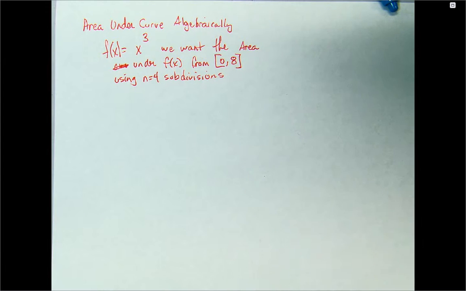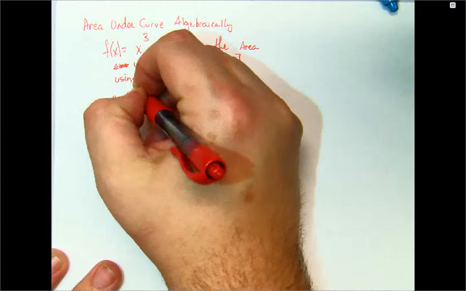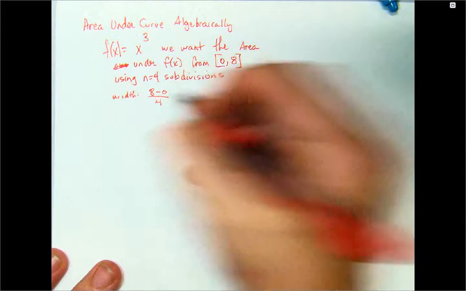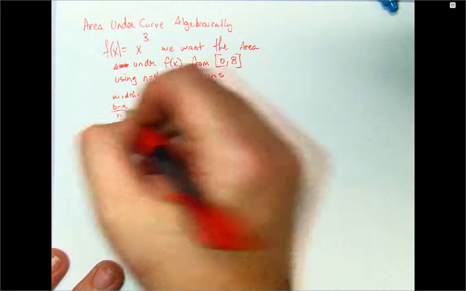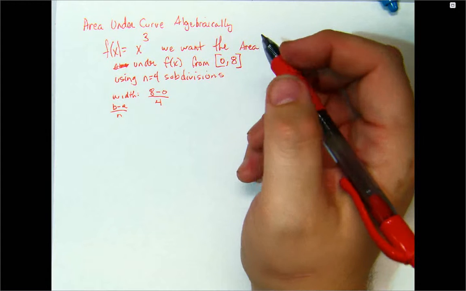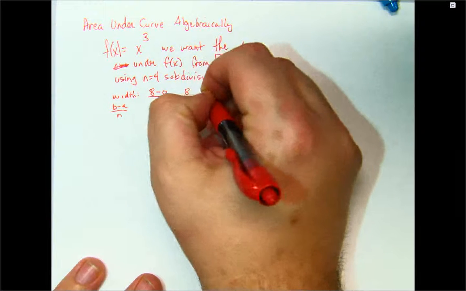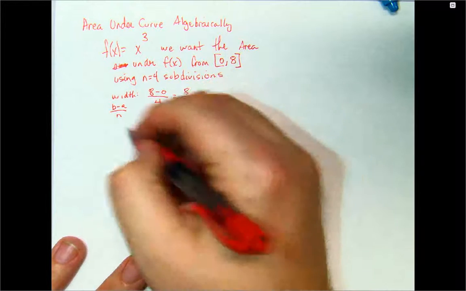But first off, what's my width? It's going to be 8 minus 0 over 4, because remember, it's b minus a over n. You've got to remember that, because if I would have said 3, it would give you different numbers. But this one's nice. It's 8 over 4, which is 2. So I'm making it nice and neat for you right now, and just know that sometimes it's not going to be nice and neat. So what I'm going to do is create a table.